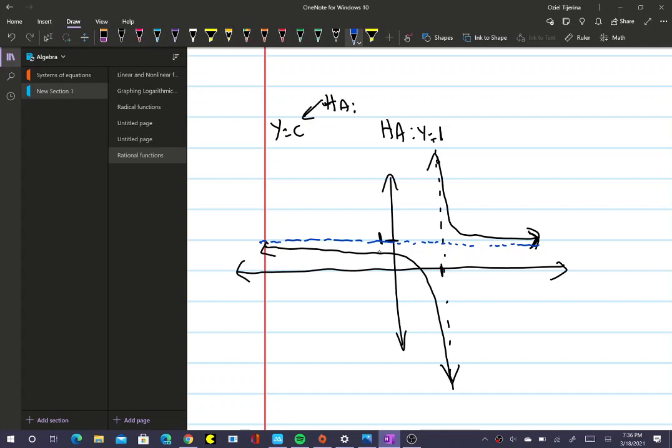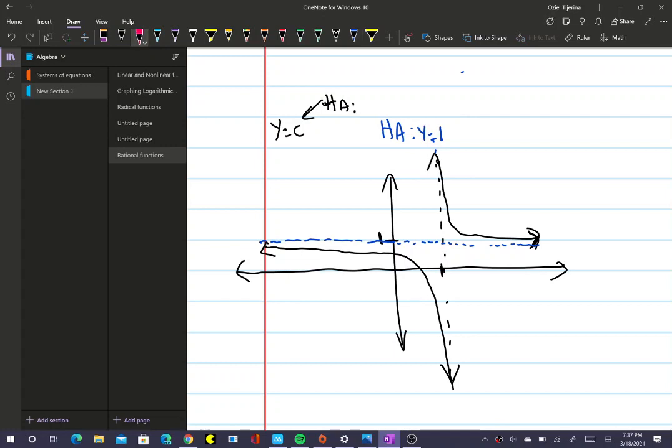But that's what you have to know here: the horizontal asymptote is whatever you're approaching, okay? Now, that's going to be y equals 1. Basically, this part right here. The one that is blue, that is our horizontal asymptote.